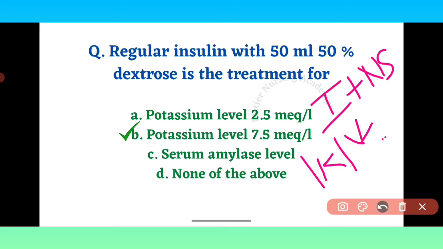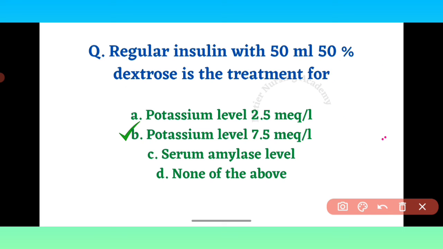Yes, obviously you are correct. Okay, but here why are we adding this? If you are giving the insulin along with the normal saline, obviously it will take the potassium and give it inside the cell and the potassium level will become normal.